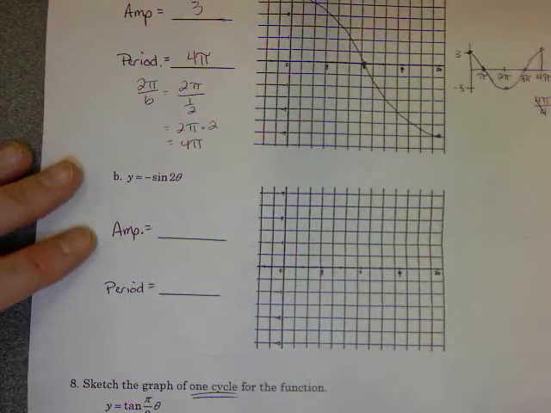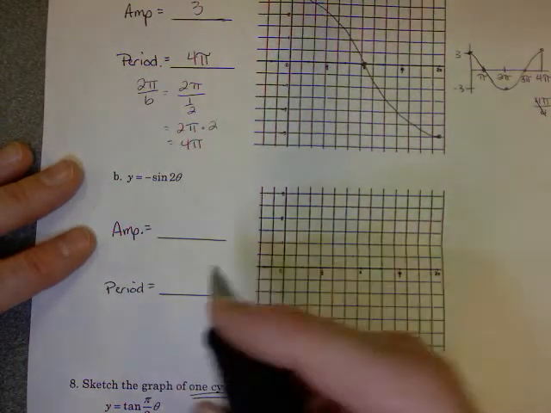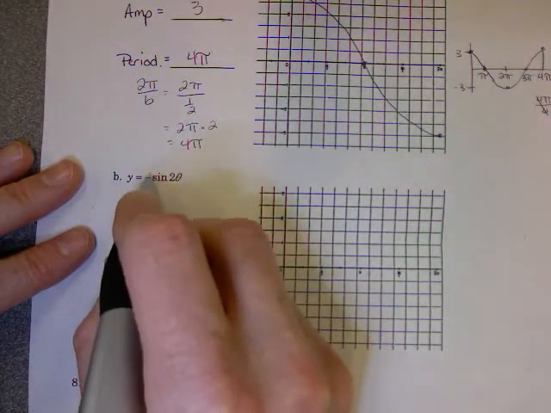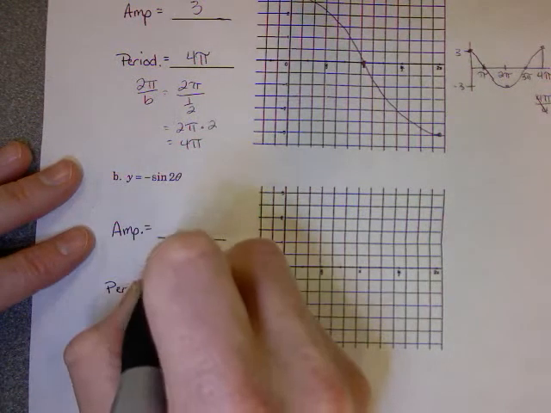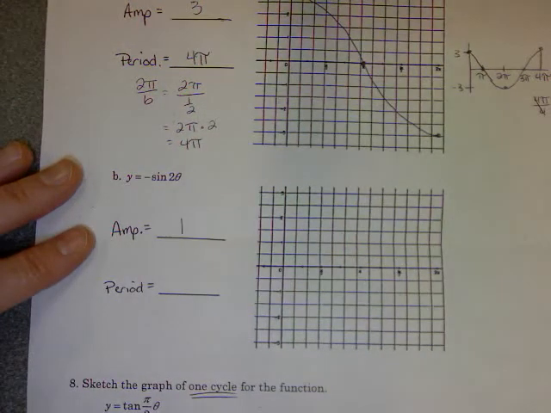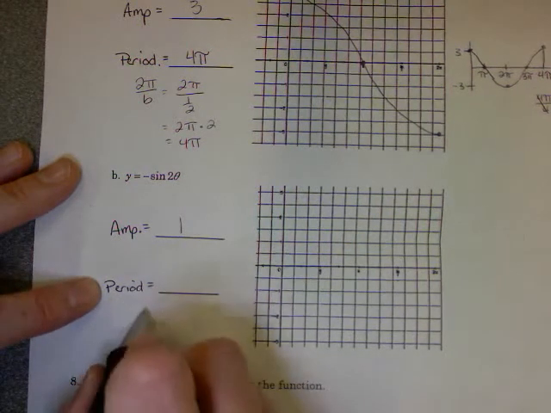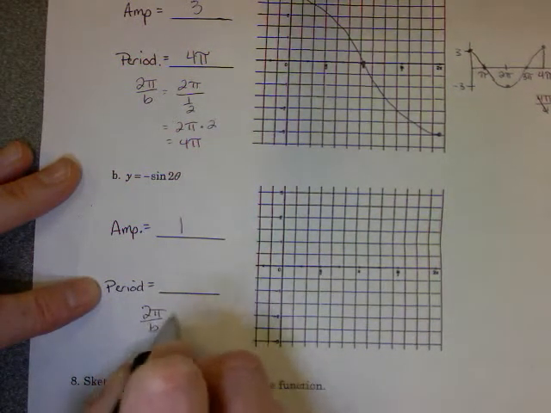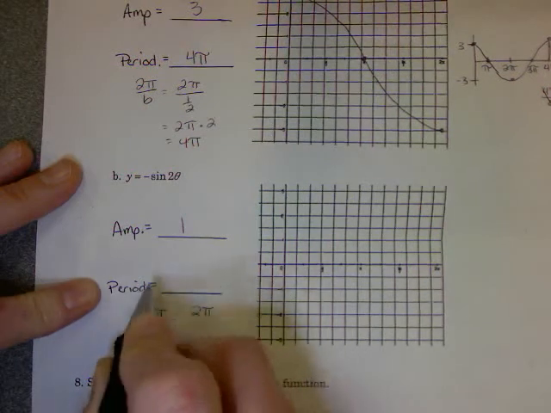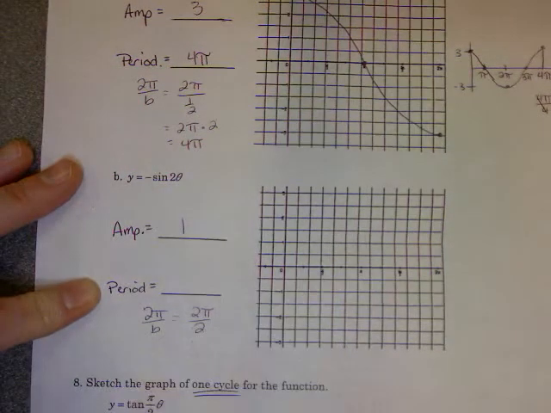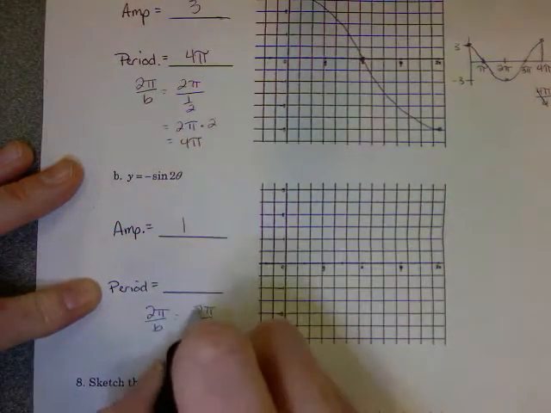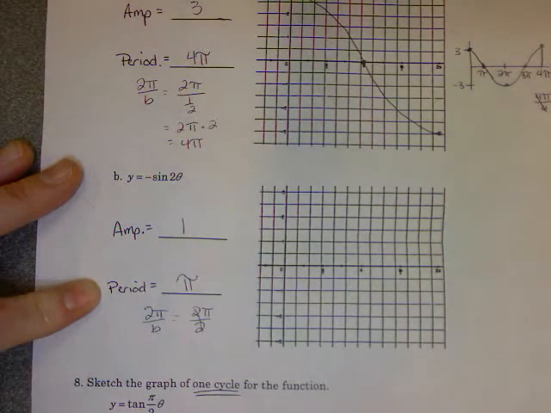Okay, in letter B, we have a negative sine function. The amplitude, the number in front of the sine, is not there, so it's 1. So we're going to go up and down 1 from the 0. And our period is, again, 2 pi over b. In this case, b is 2, so 2 pi divided by 2 is just pi. So our period is pi.